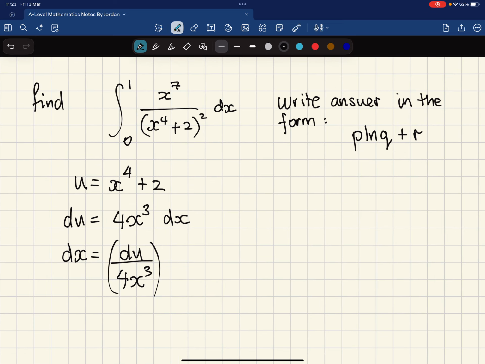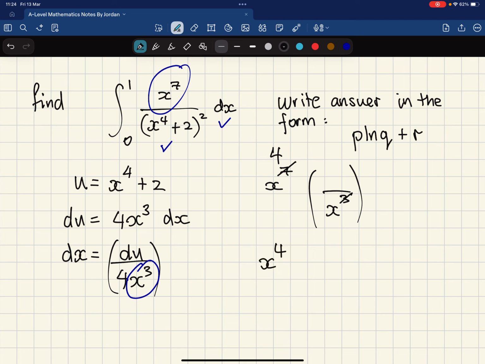So let's write what we also have sorted out. So we've sorted out the x to the power of 4 plus 2 with the u here. And we have sorted out the dx since we have the rearrangement there. Now let's think about x to the power of 7. So what I'm noticing is we actually have x to the power of 3 here in dx. So if you consider what's going on in the numerator, x to the power of 7, when we sub in for dx, we are going to have effectively x to the power of 3 in the denominator like that. So that will turn into a power of 4.